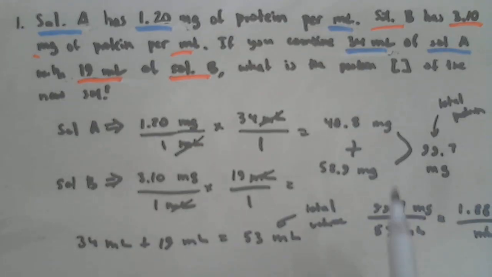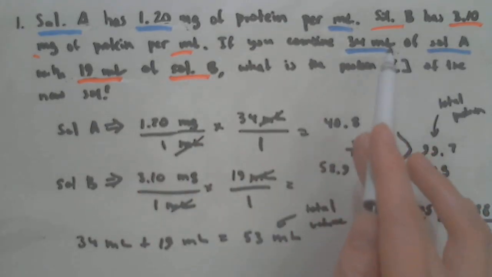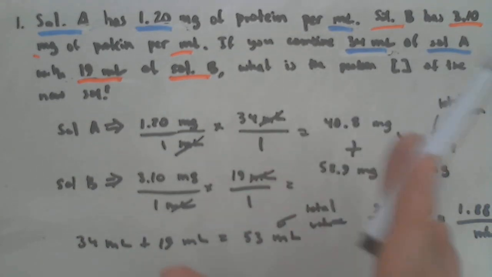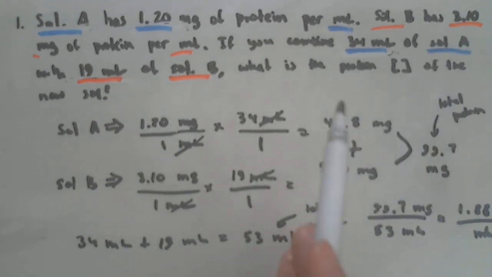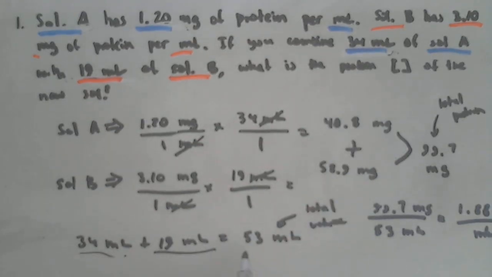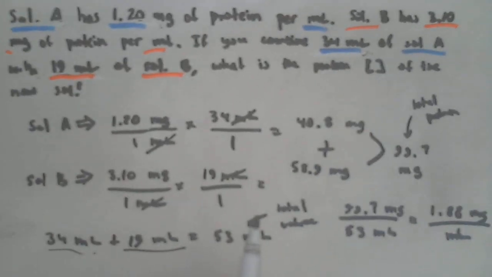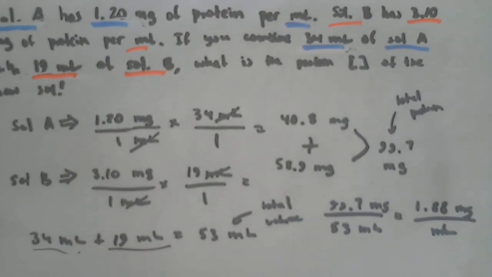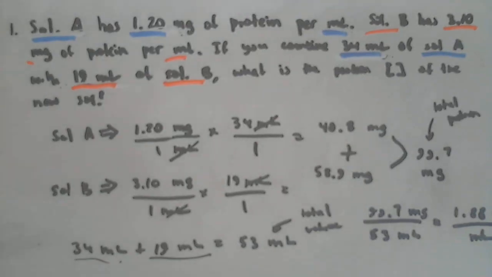And then we need to calculate the final volume. So we had 34 milliliters of one solution, 19 milliliters of a second solution. We're combining them together, so we're going to figure out the final volume by adding them together. So 34 plus 19 is going to be 53. And then we're going to divide the total new protein over the total new volume, and that's going to give us our new protein concentration. Please refer to this again. I made a note of it in the first document that I'm going to send you.